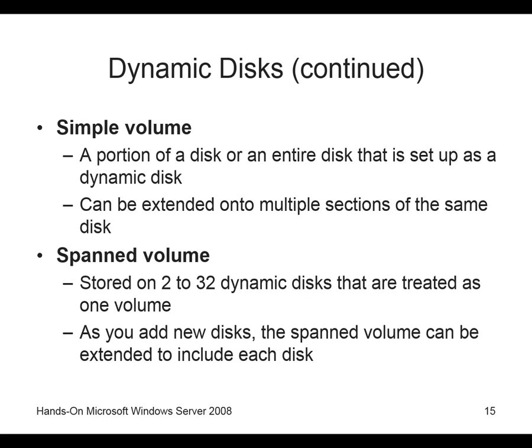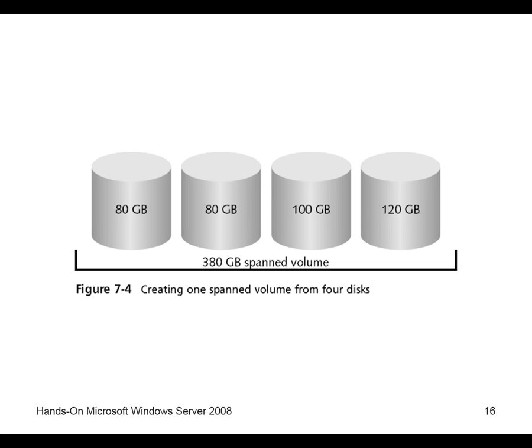Simple volume versus spanned volume. A simple volume, a portion of the disk or the entire disk itself can be a dynamic disk, which means it can fluctuate. Span volume, you have 2 to 32 disks to create your volume. But they're all treated as one. Make sense? So there's an example of a 180 gig span drive.